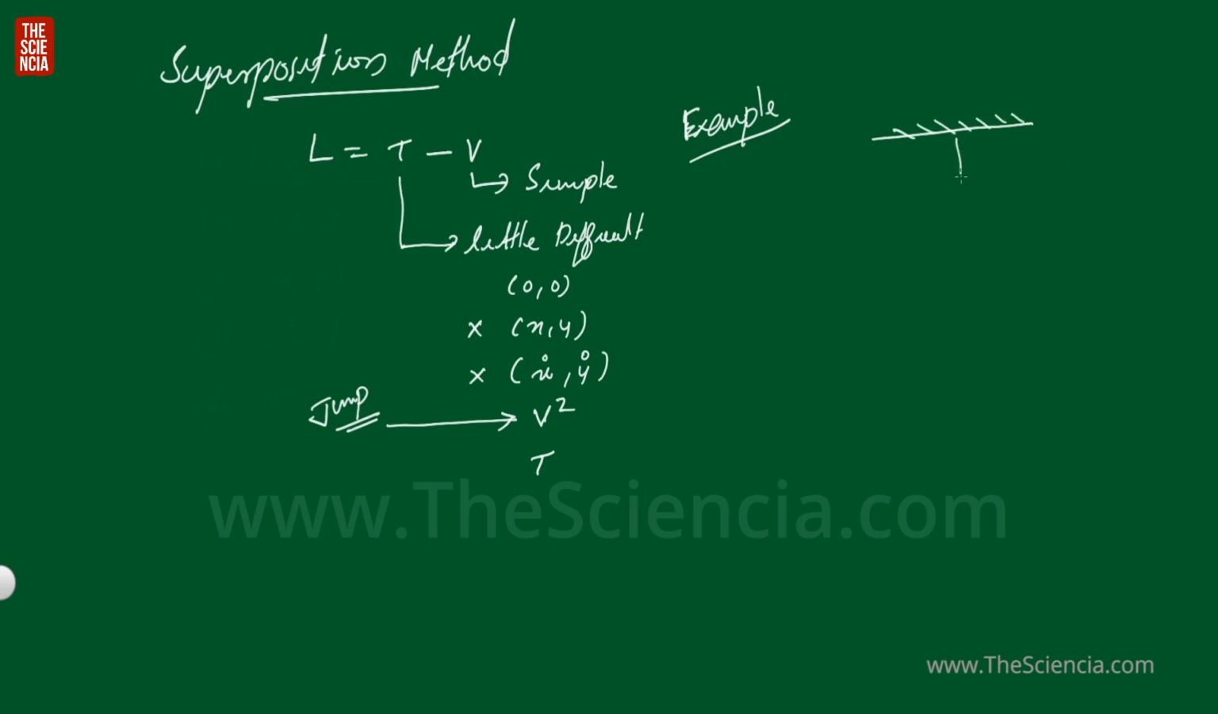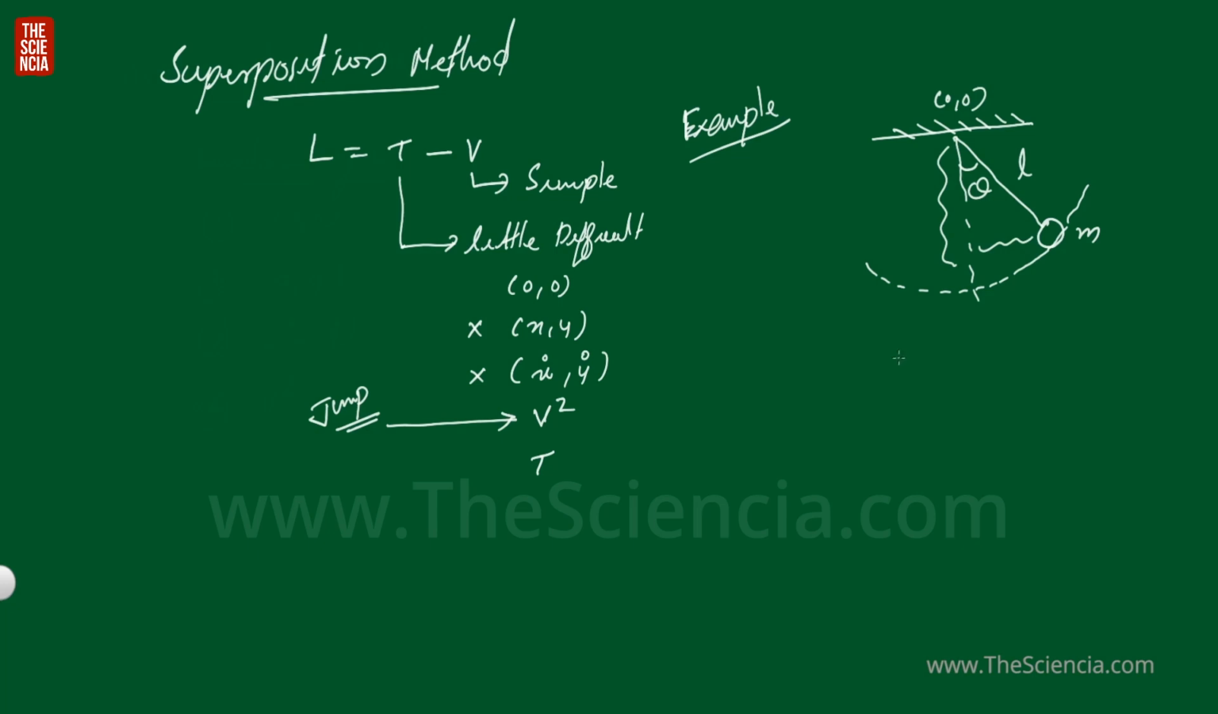This is my simple pendulum. The length is L, the mass is m, and this angle is theta. And you know this will oscillate like this. And what is our usual method of constructing the Lagrangian? We choose the origin, then we write the equations for the y coordinate and x coordinate. Then we find x dot and y dot, then we find v square.